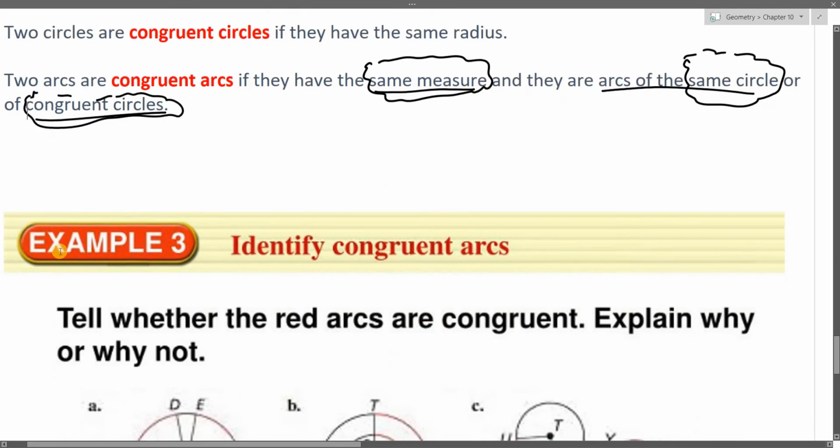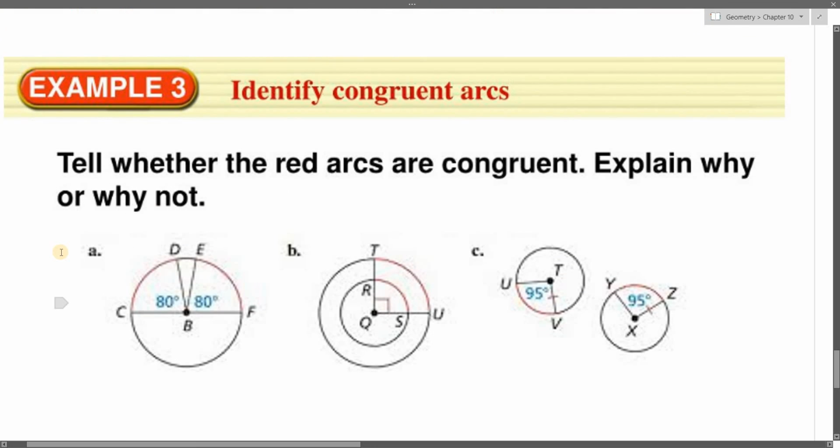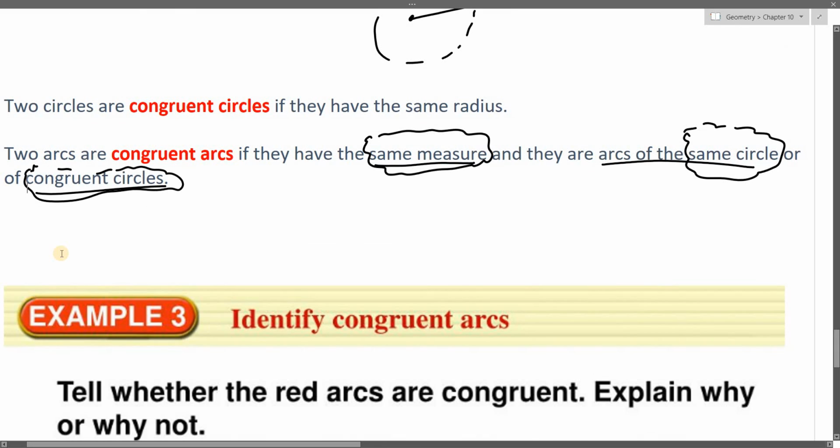All right, here's example 3. Example 3 says, identify congruent arcs. All right, so again, review. Two circles are congruent if they have the same radius. Two arcs are congruent if they have the same measure, and they're arcs of the same circle or congruent circles.